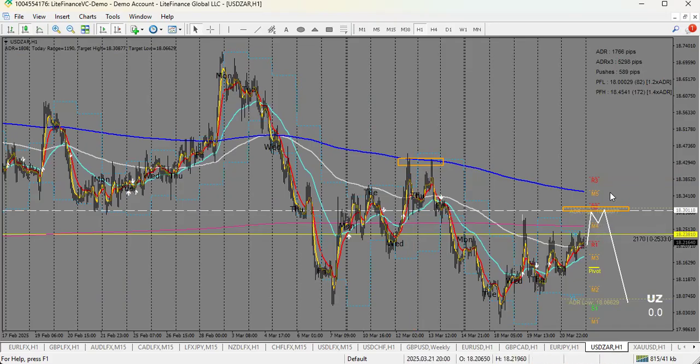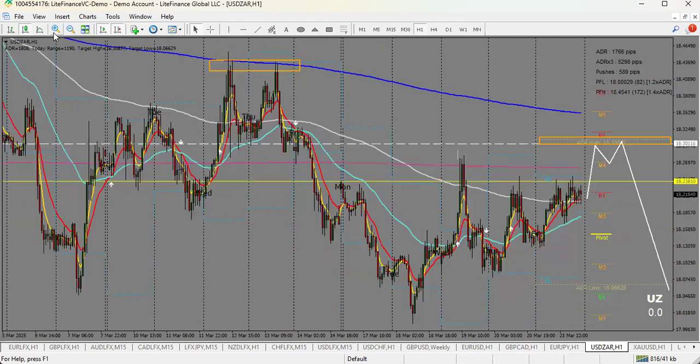And once this reset has been formed, that is where we can now draw another ADR boxes to determine where price would target. So we'll be looking for sales on USDZAR.